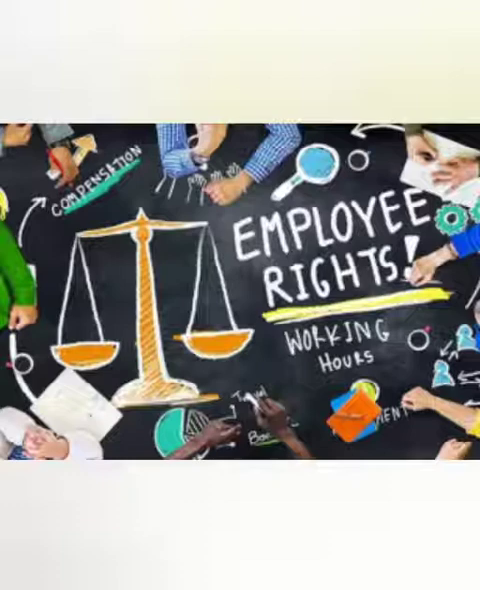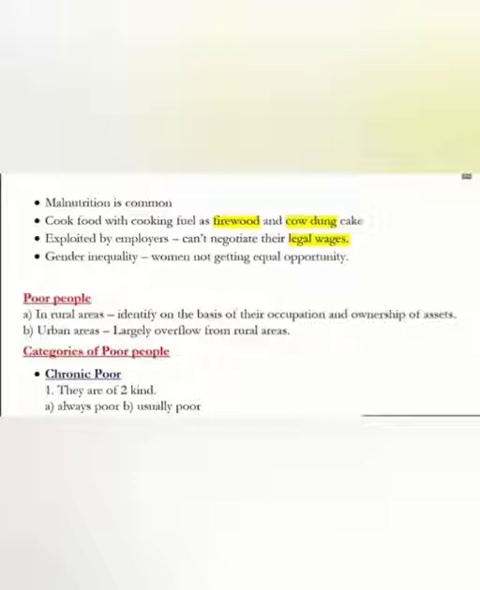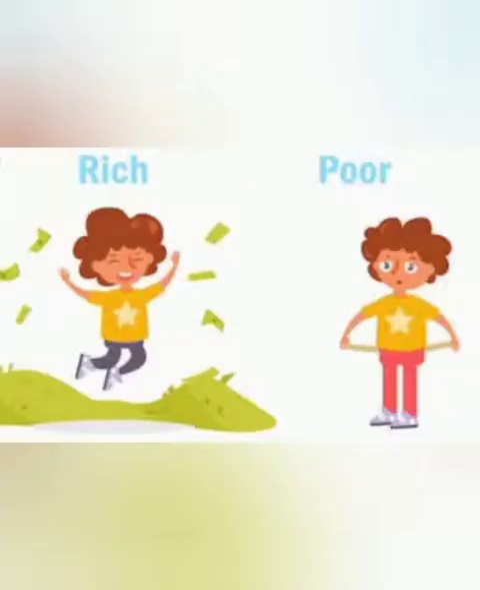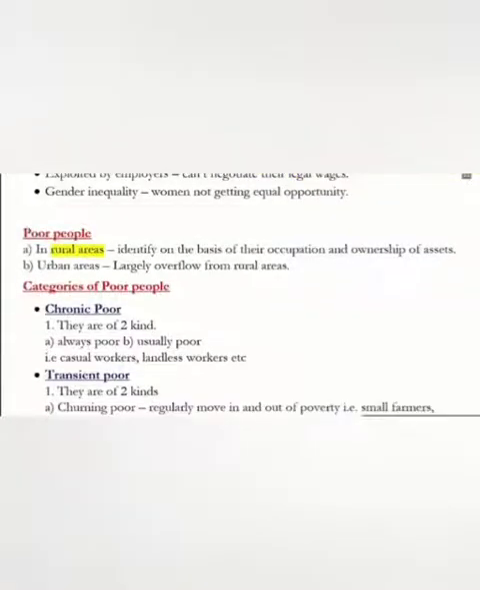They are mostly exploited by employers and can't negotiate their legal wages. Gender inequality is mainly observed in this category. Women do not get equal opportunities. Poor people exist in rural areas and in urban areas. We observe carefully. In rural areas, they are identified on the basis of their occupation and ownership of assets. In urban areas, they largely overflow from rural areas.